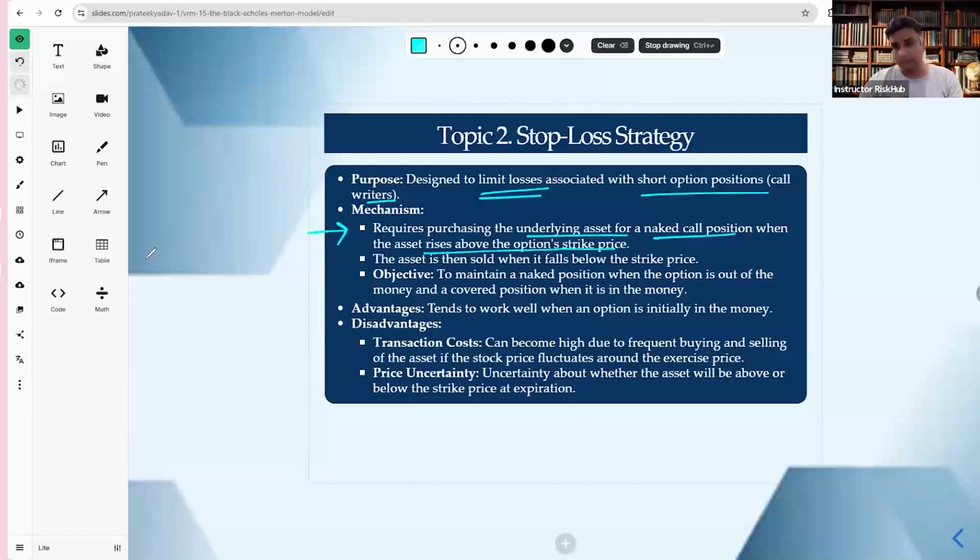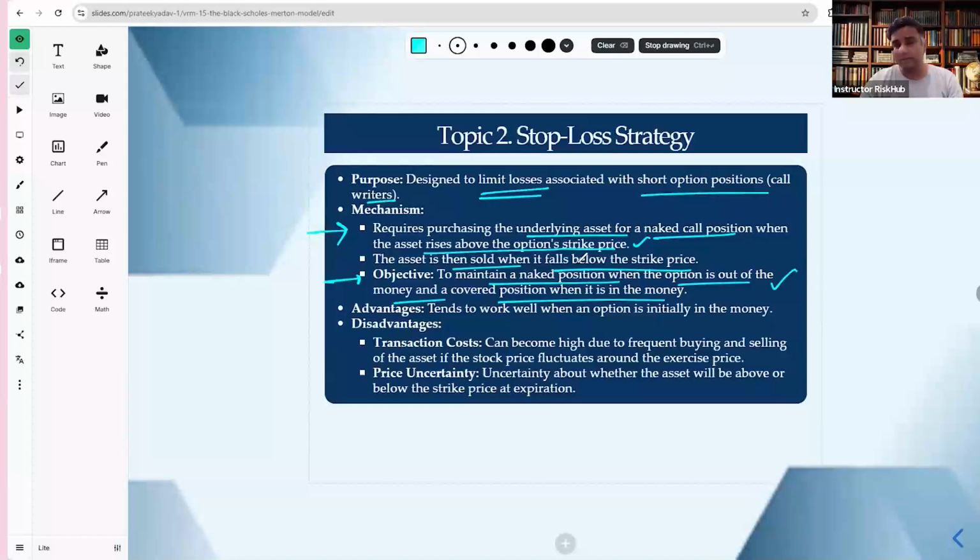Basically, the idea is that let's say the stock started rising, right? Then what do you do? You purchase the underlying asset for a naked call position when the asset rises above the option strike price. Let's say it crosses the strike price, you start purchasing that. The asset is then sold when it falls below the strike price, right? The objective is to maintain a naked position when the option is out of the money and a covered position when it is in the money. So it's a very dynamic kind of strategy.